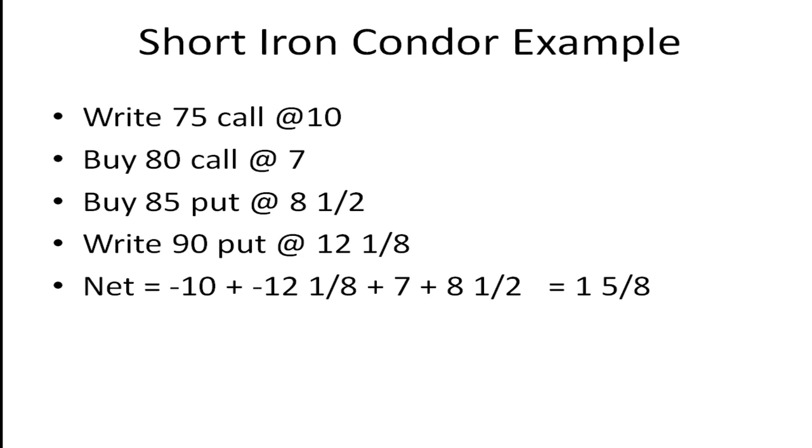If you want to construct a short iron condor, we'll just do the opposite. We'll sell the options at the outside strike prices, and we'll buy the inside options. Because we've used the same numbers here, all those that were positive are now negative, and all those that were negative are now positive. So the net is the person who constructs this strategy is going to receive 1 5/8.